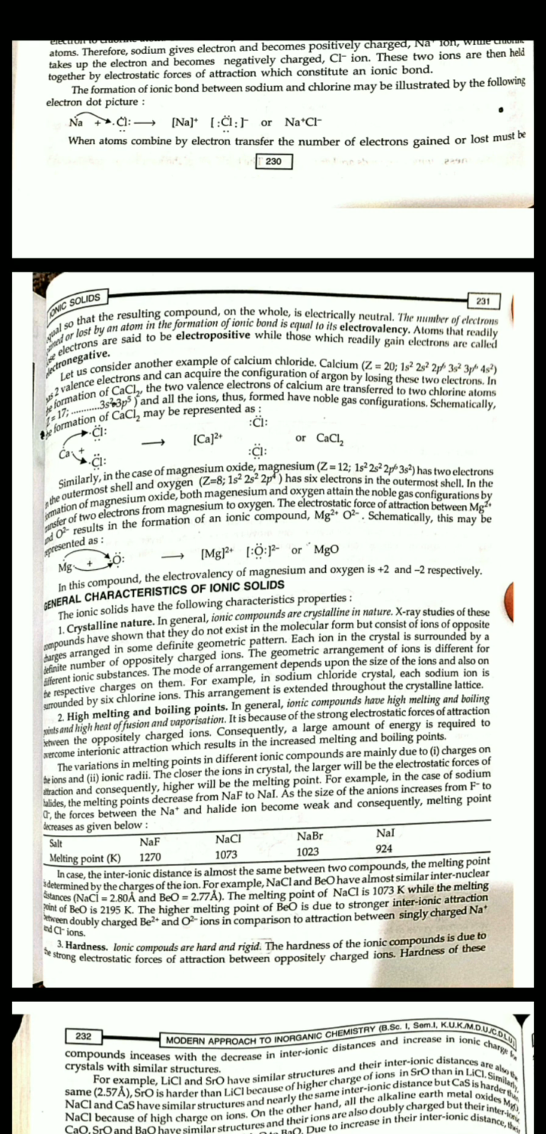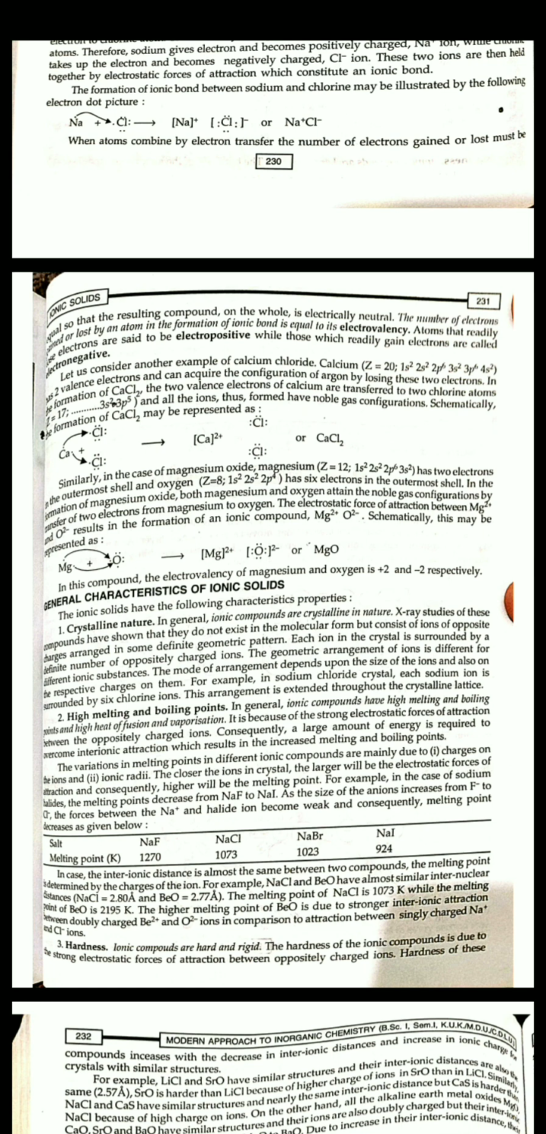For example, in the case of sodium halides, the melting points decrease from NaF to NaI as the size of the anions increases from F⁻ to Cl⁻ and beyond. The forces between the Na⁺ and halide ion become weak and consequently the melting point decreases.